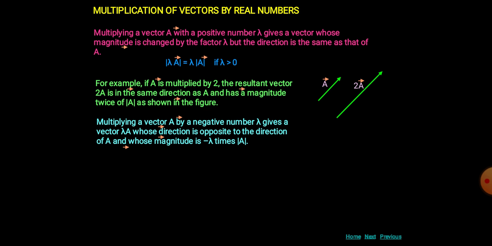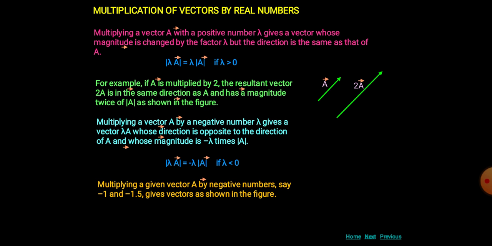Multiplying a vector a by a negative number lambda gives a vector lambda a whose direction is what? Opposite. In the previous case the direction is the same, but here the direction is opposite to the direction of a, and whose magnitude is minus lambda times a. So observe the equation, lambda into a. Lambda we have taken here as a negative number, so minus lambda into magnitude of a, if lambda is less than 0.